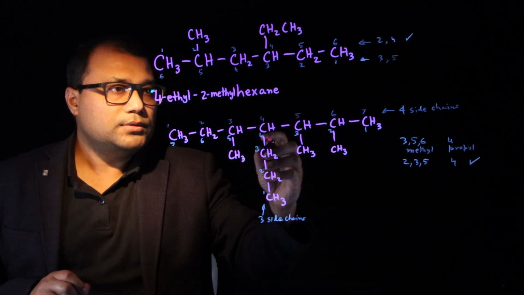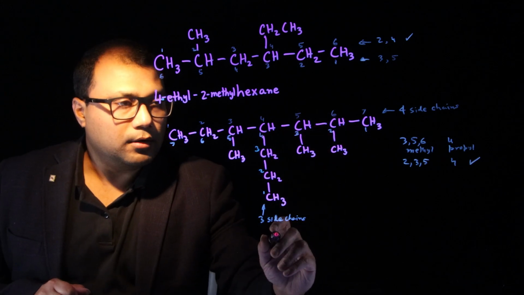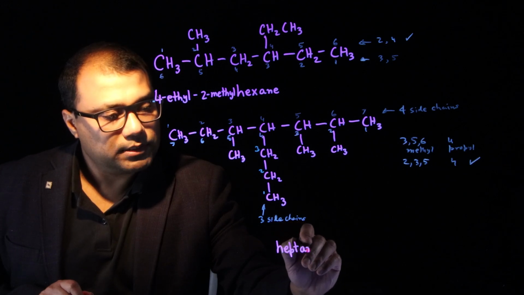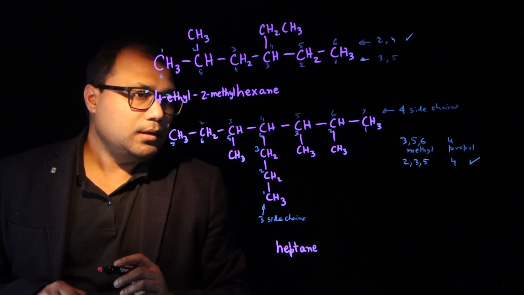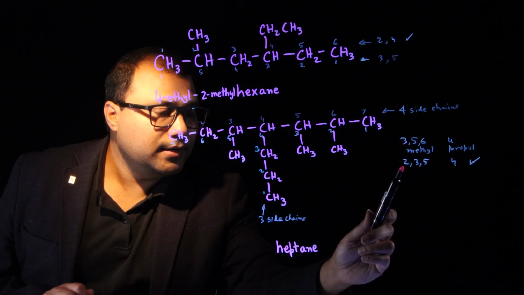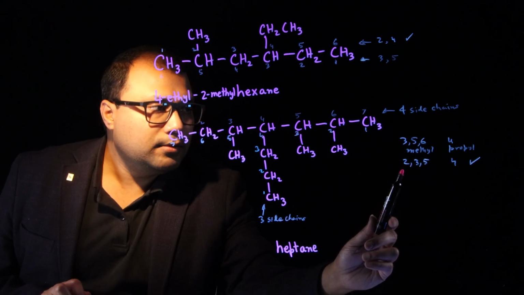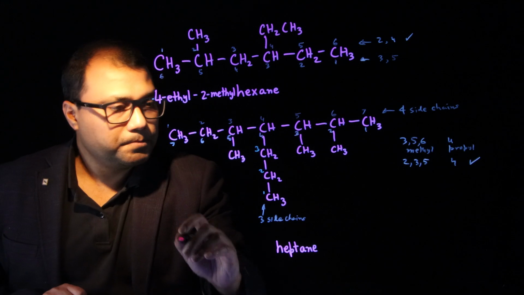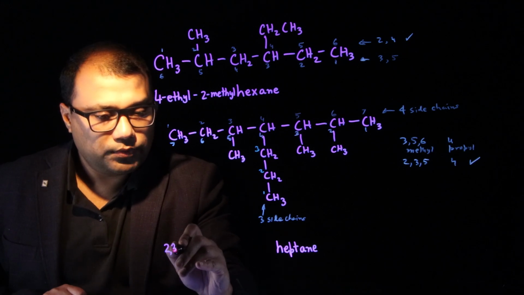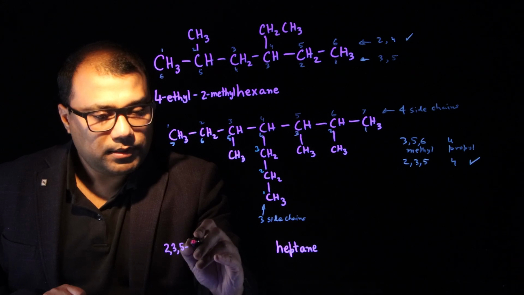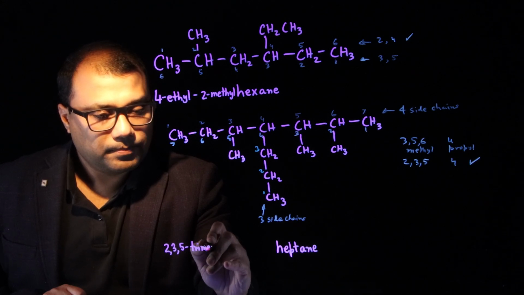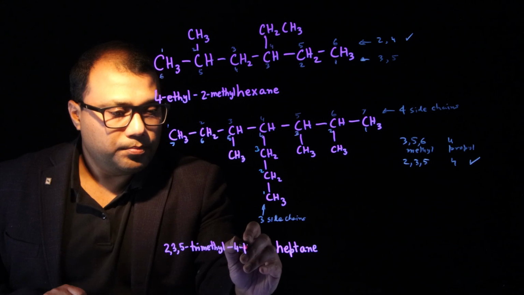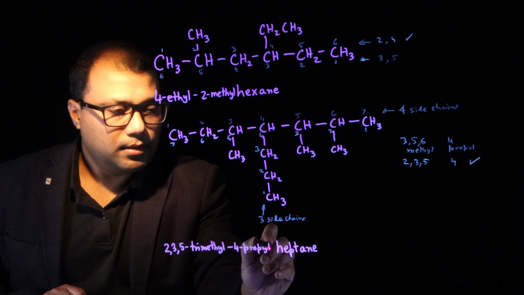Okay. Now, 7 carbon atoms and all single bonds. So it is a heptane, an alkane. Now we have 2, 3, 5 methyl and 4 propyl. Which comes first alphabetically, M or P? M comes first. So it will be 2,3,5-trimethyl-4-propylheptane.